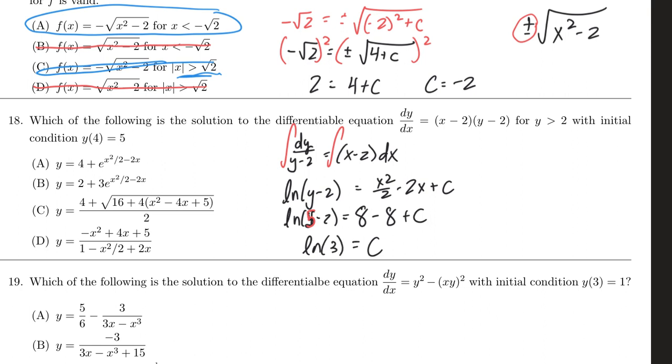And so now our equation looks like natural log of y minus 2 equals x squared over 2 minus 2x plus the natural log of 3. Just like in a previous example, to get rid of a natural log, we use the exponentials. So those are going to cancel out, and just give me y minus 2 equals e to all this. And then we want to add the 2 to the other side.